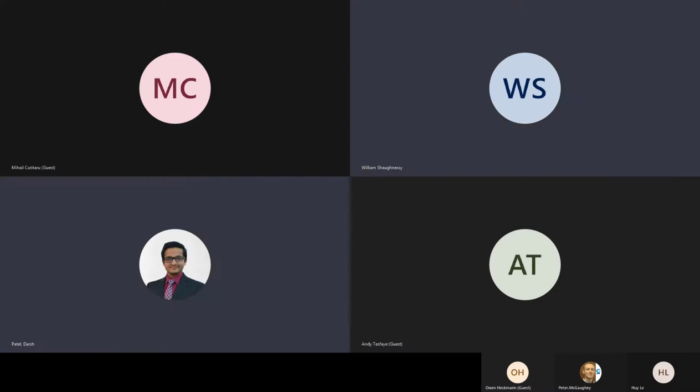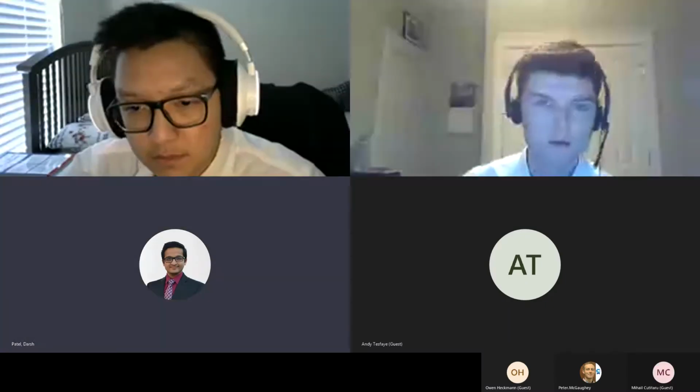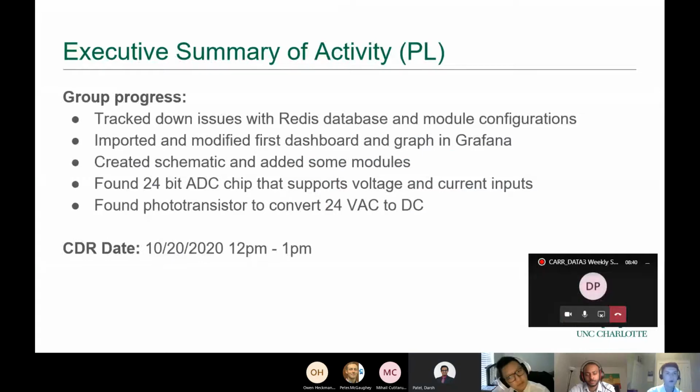Okay. And as far as summary of the activity, our progress consists of tracking down some issues with the Redis database and our module configurations, and both Owen and I were able to get to the same step. So he has the server built on his machine with the time series module working. And on Grafana, we were able to import and modify the dashboard just with some sample data that they had on there, not yet with data from our server, because like I said, we're having that plugin issue.